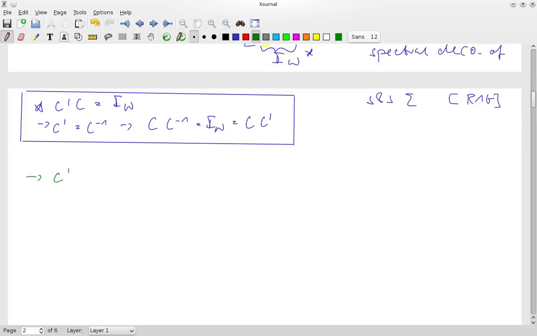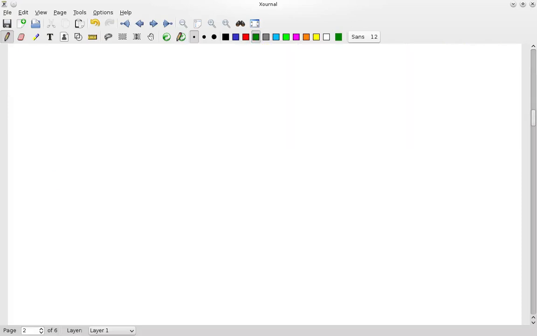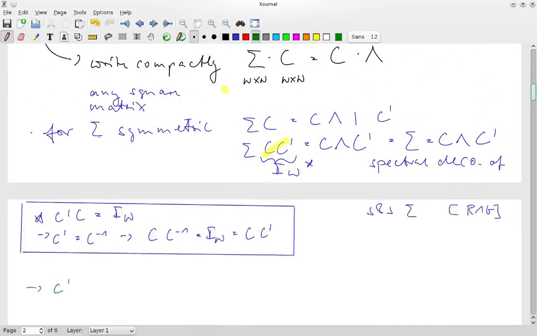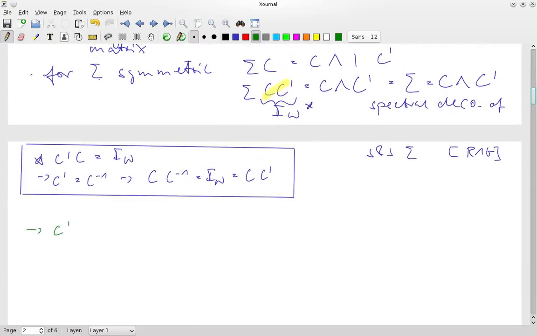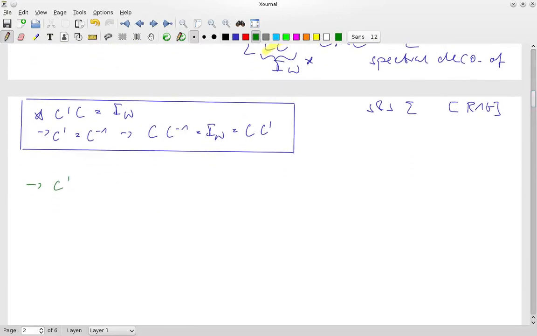So we have the possibility to write C prime sigma C in the following form. So we have C prime, and then we write sigma in its spectral decomposition. And what we get from the orthogonality of the eigenvectors, we get identity times the diagonal matrix lambda times identity, and that would be lambda again.